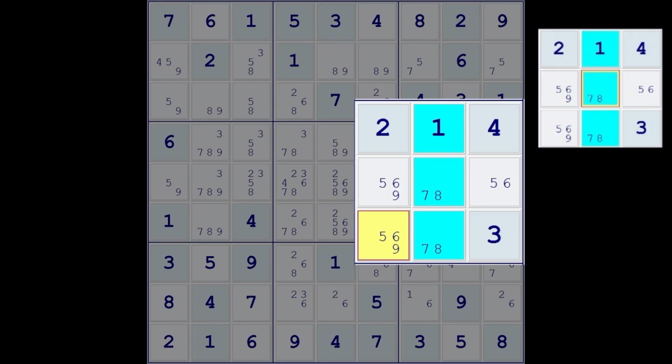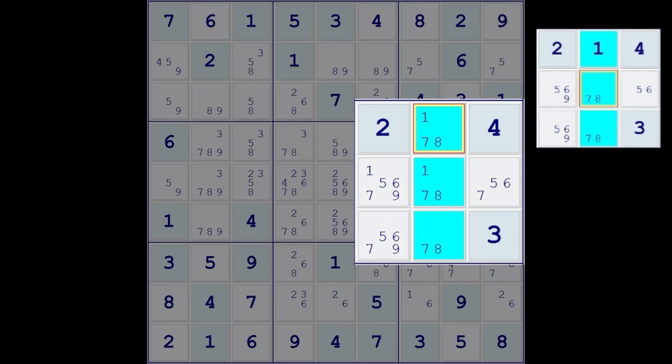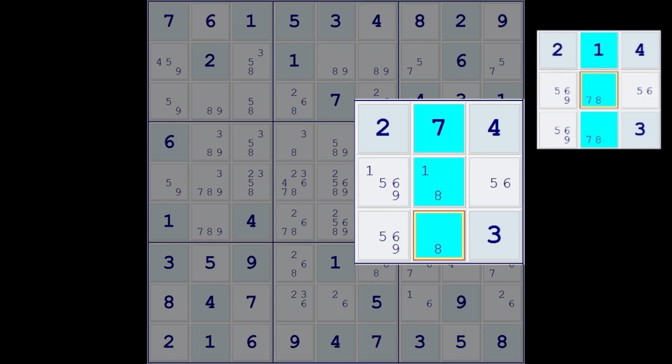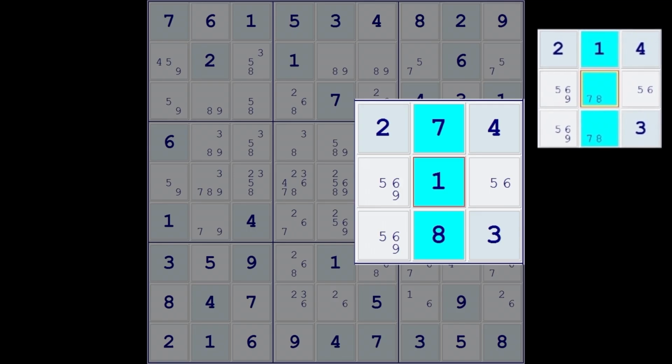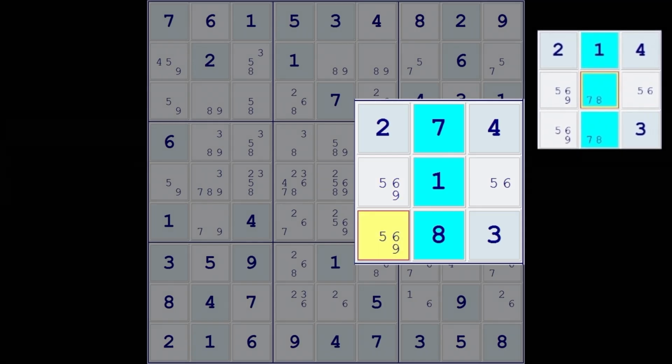Now let's imagine that we're not going to place the number 1. Now let's imagine that the number that goes here is the number 7, which is another possibility. If the 7 goes there, notice that below we're left with a naked single, which is the number 8. And here we're left with the only remaining possibility, the number 1. We're again left with the 5 and 6 on the right, the 5, 6, and 9 on the left, and the 5, 6, and 9 on the lower left side.